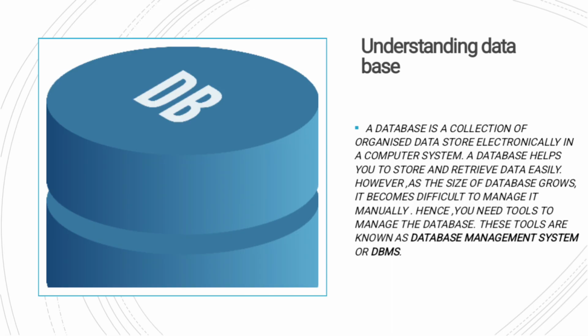Imagine your school record where students' names, classes, roll numbers, and marks are stored. That is a kind of database, and we store this information in a computer so that it is easy to search, easy to update, easy to organize. But as the amount of data increases, it becomes hard to manage manually. So we use special software to manage it, that is called DBMS, which we will learn next.